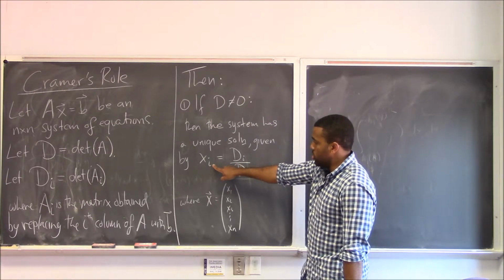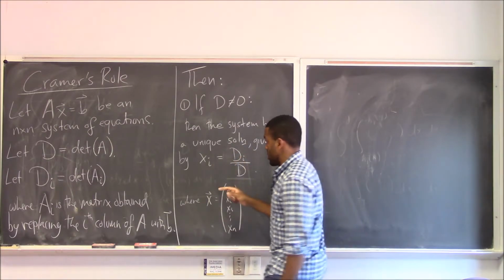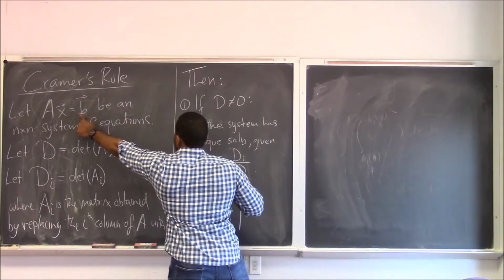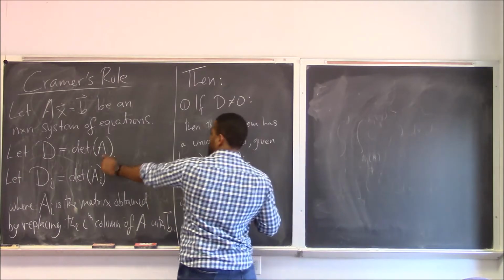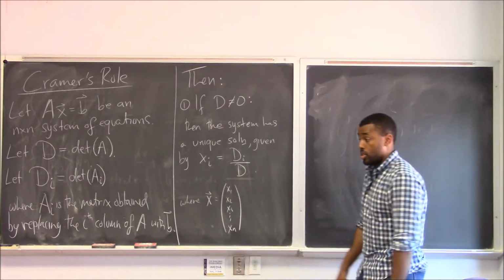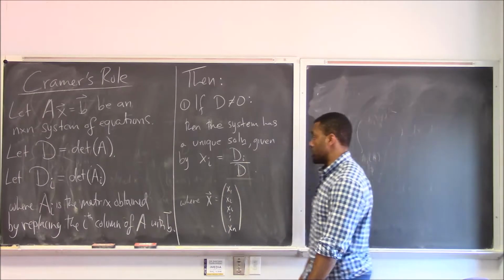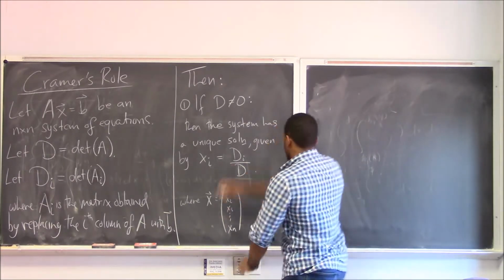What I can do is find the determinant of the matrix where I replace that column with the matrix B, and divide it by the determinant of the coefficient matrix. That will give you the solution for each variable in the system, as long as the determinant is non-zero, so you can divide. We'll do an example. That's one case.